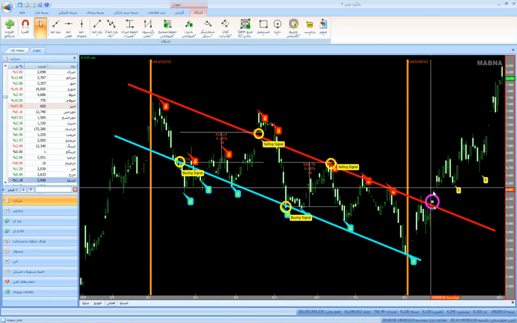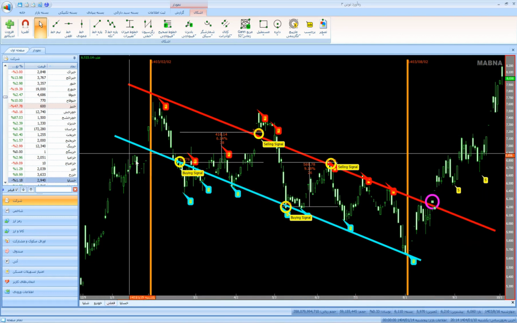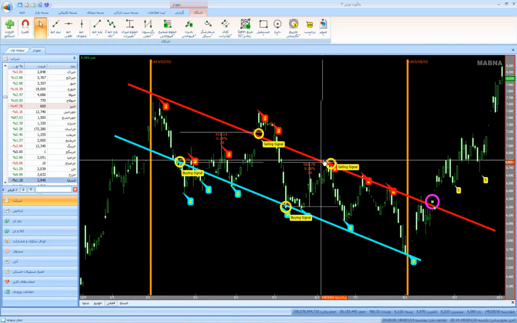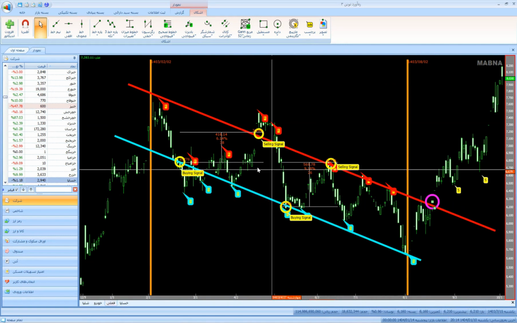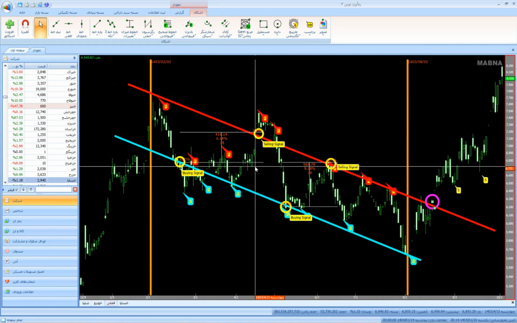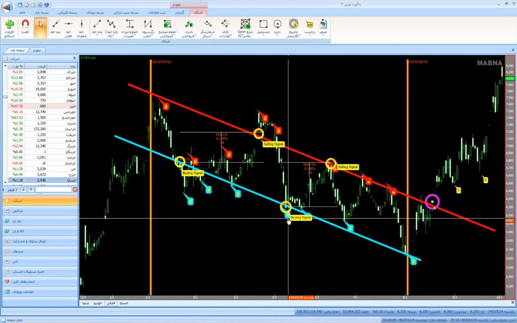So you need to pay a lot of attention to the breaking point, and the type of buy and sell signals you get here are also accompanied by higher risk, and you need to be careful with them.